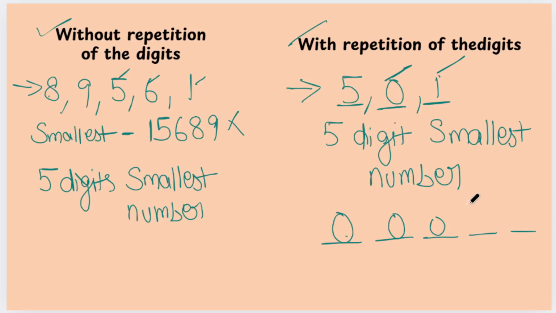Then what is the smallest? 1. The next would be the 5. Fine. So you can form 5-digit smallest number like this. Okay, done. So this is how you will do with repetition, without repetition. So what number did I repeat? 0 has been repeated 3 times. So that is what we call as with repetition. Without repetition, is there any number repeated again and again? No. So that's what we call as without repetition.